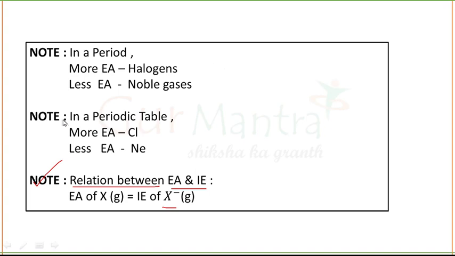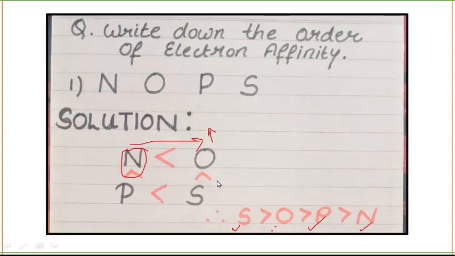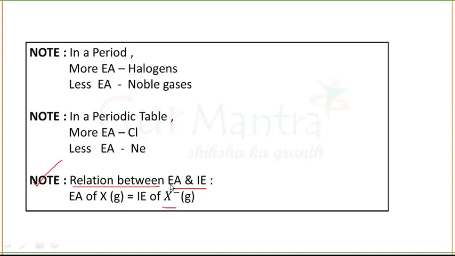Next, in the periodic table, more electron affinity is for chlorine while less electron affinity is for neon. These two points are really very important. Next is the relationship between Ea and Ie, the relationship between electron affinity and ionization energy.